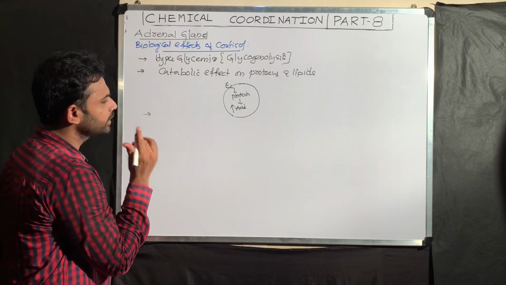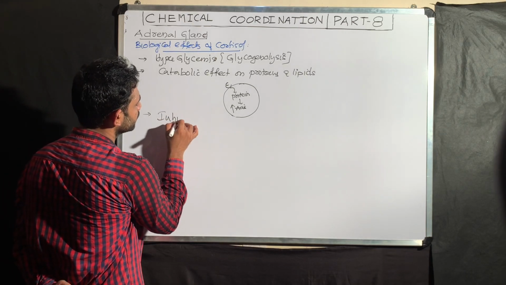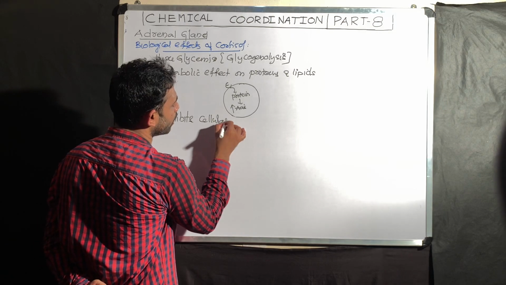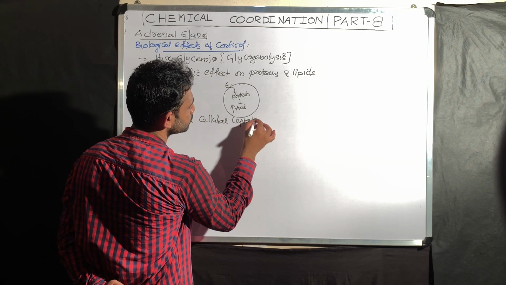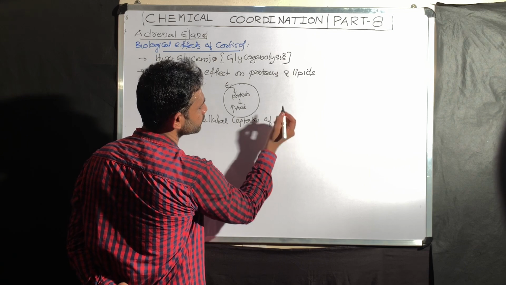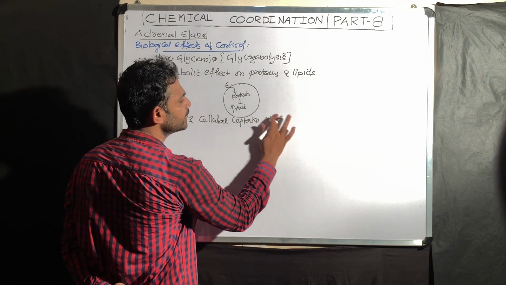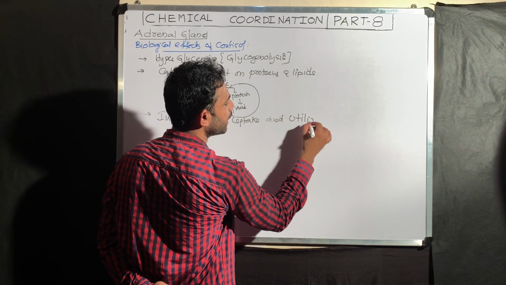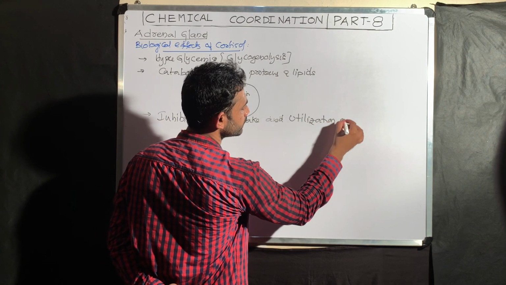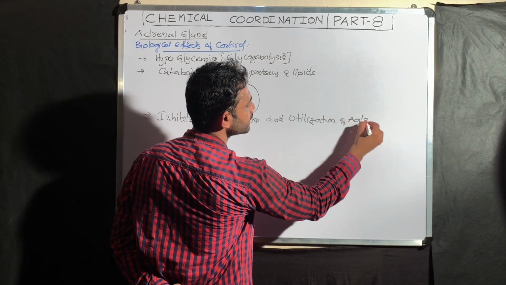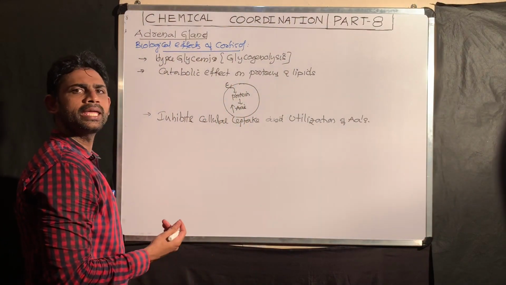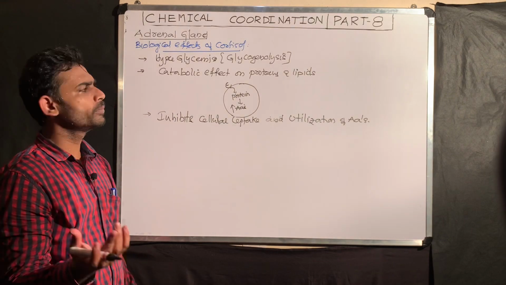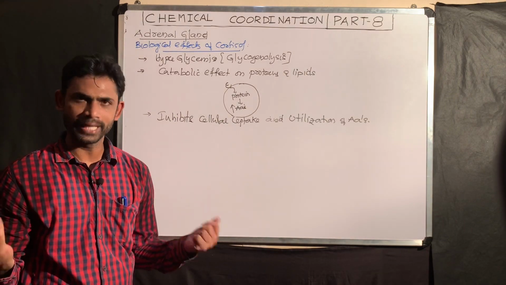This cortisol inhibits cellular uptake and utilization of amino acids. Uptake and utilization of amino acids. Why? Because the cell already contains a high amount of amino acids formed due to the breakdown of the proteins.